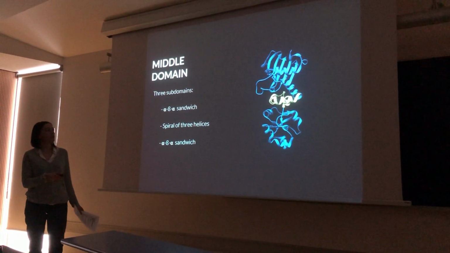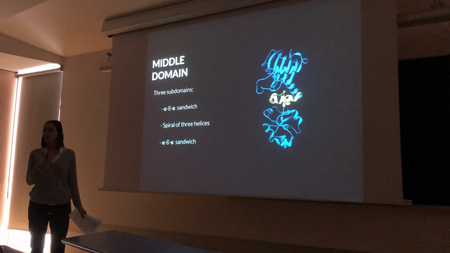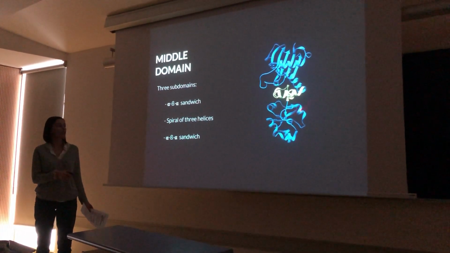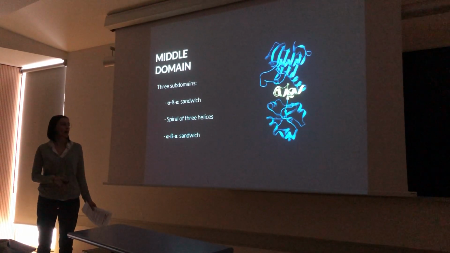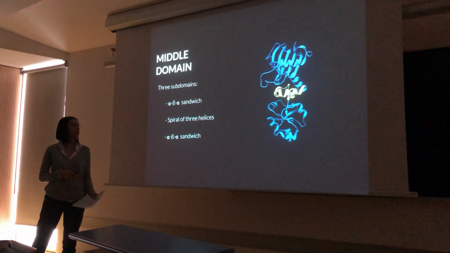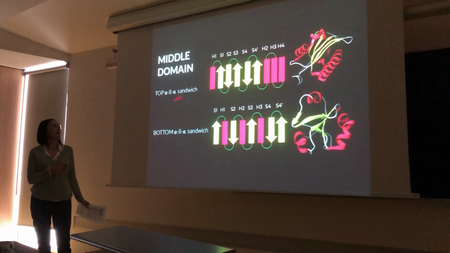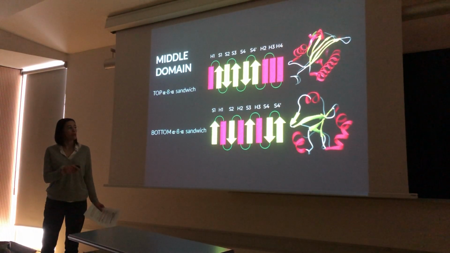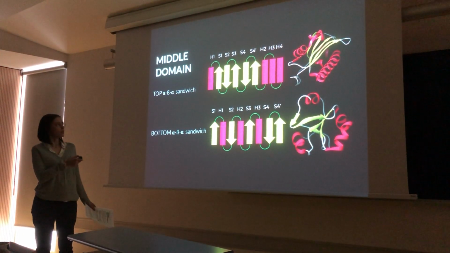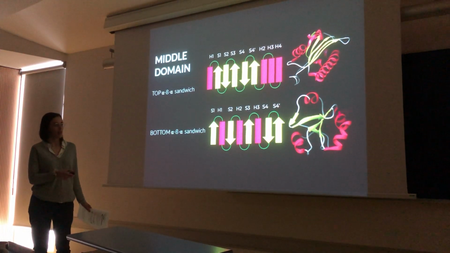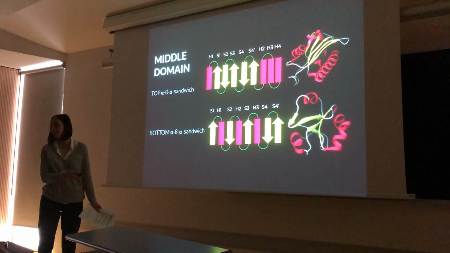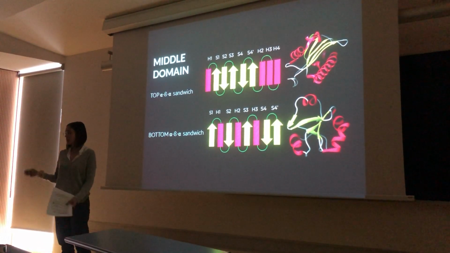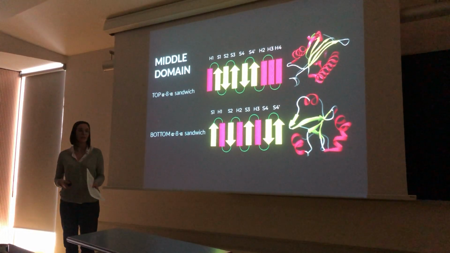You will see in here the representation of this domain. It's divided into 3 more subdomains, which are 2 alpha-beta-alpha sandwiches connected by a spiral of 3 helices. So for this middle domain, we will analyze only its sandwiches, and you can see in here that clearly there are 5 beta strands, and in here you cannot see it that clearly, but you will have to believe me, there are 5 strands.